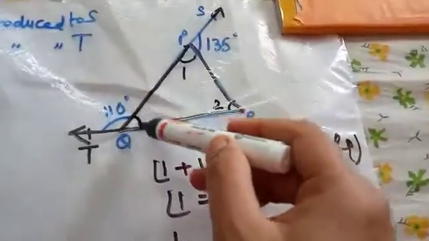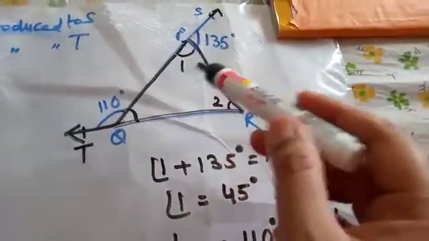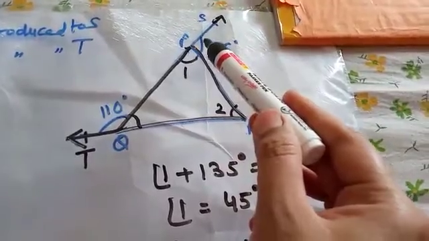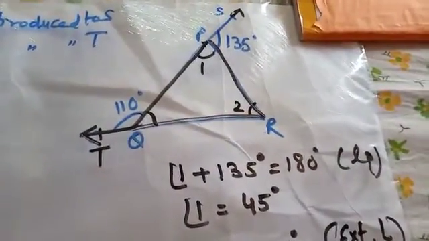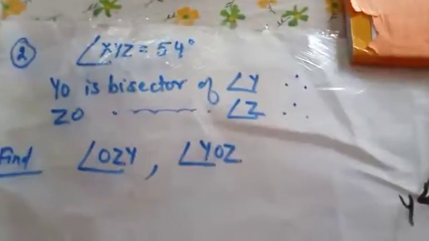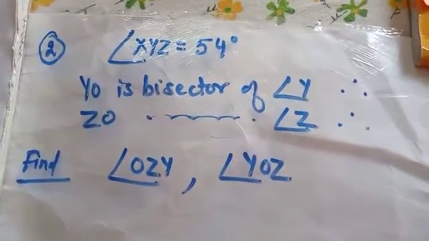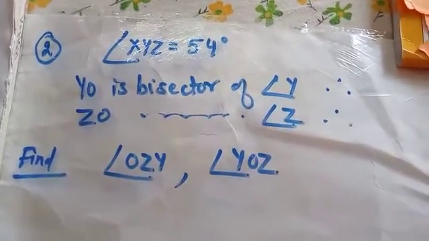You have other ways of doing the question also. You can find out this angle and then apply angle sum property, or you may find out this angle then apply exterior angle here. So there are many ways to solve this question. Now in question number 2 it is given that XYZ is equal to 54 degree. YO is bisector of angle Y.